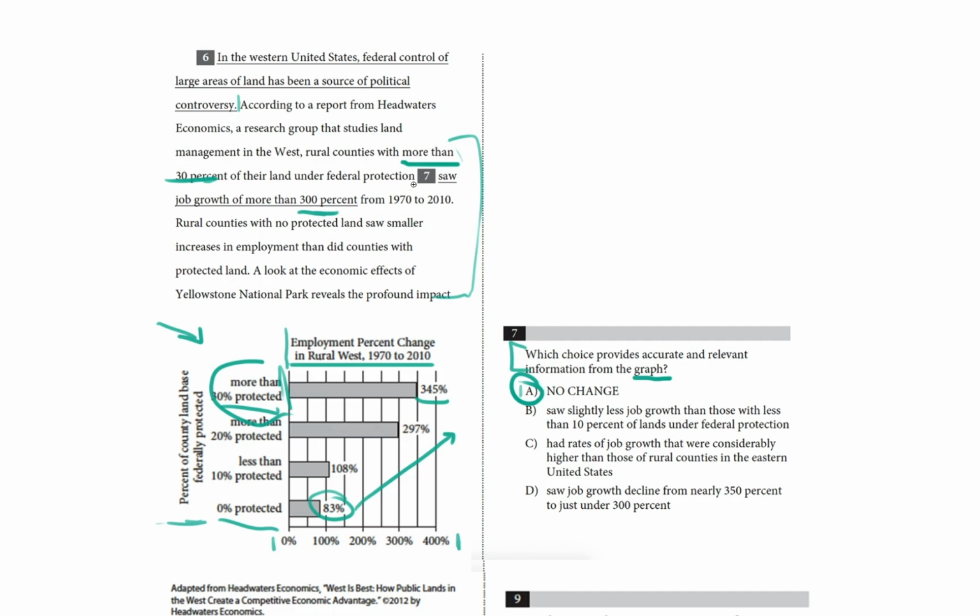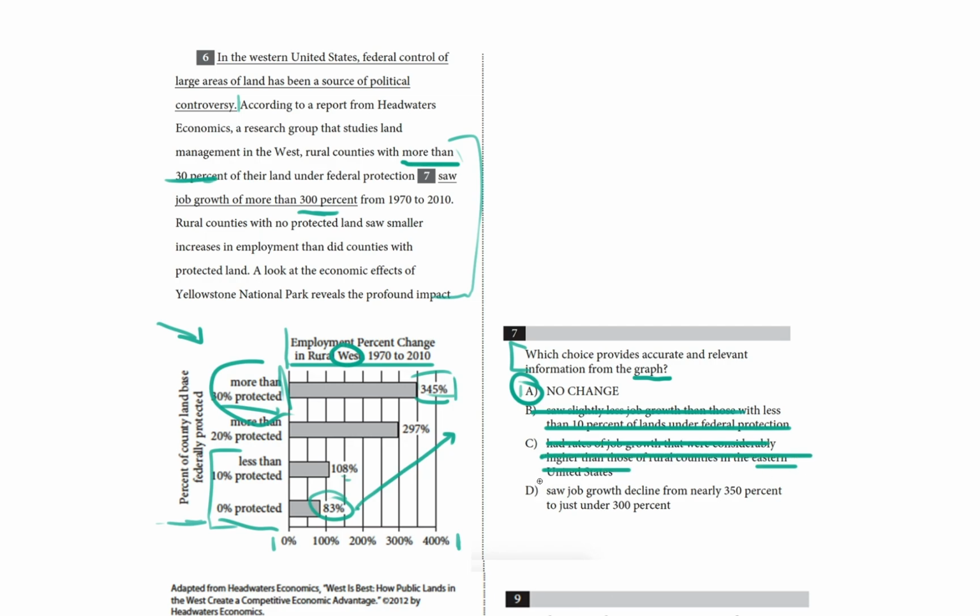Rural counties with more than 30% of their land under federal protection saw, choice B, slightly less job growth than those with less than 10% of lands under federal protection. So that would be arguing that these two, the 108% growth and the 83% growth, are greater job growth than the 30%, right? That this 345 is actually smaller, less than 108 or 83, and that's not true. Choice C had rates of job growth that were considerably higher than those of rural counties in the eastern United States. That's not what this graph is about. It's about the rural West, so we can't even evaluate that.